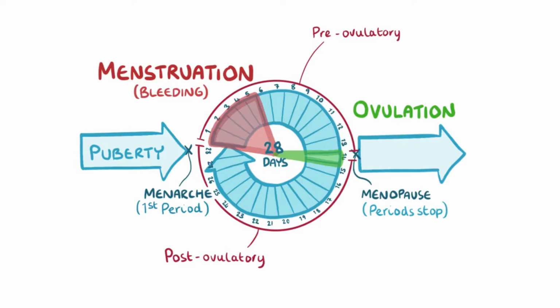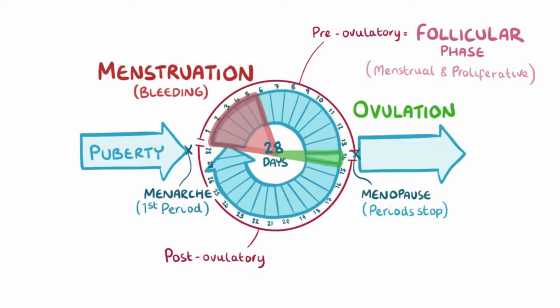For the ovary, the 2 weeks leading up to ovulation is called the ovarian follicular phase, and these correspond to the menstrual and proliferative phases of the endometrium. Similarly, the 2 weeks following ovulation is referred to as the ovarian luteal phase, which also corresponds to the secretory phase of the endometrium.